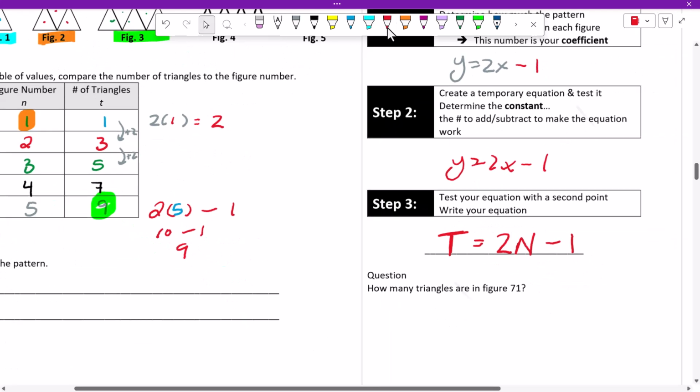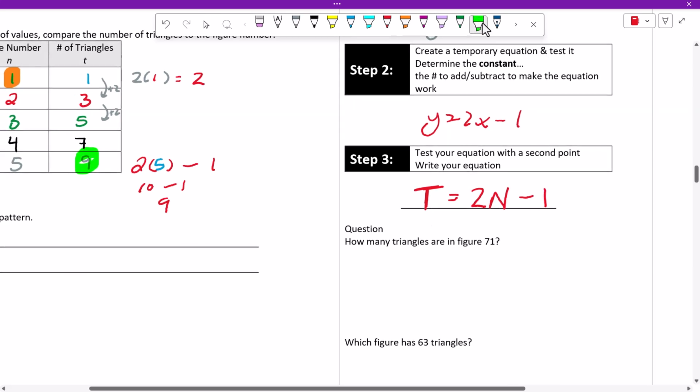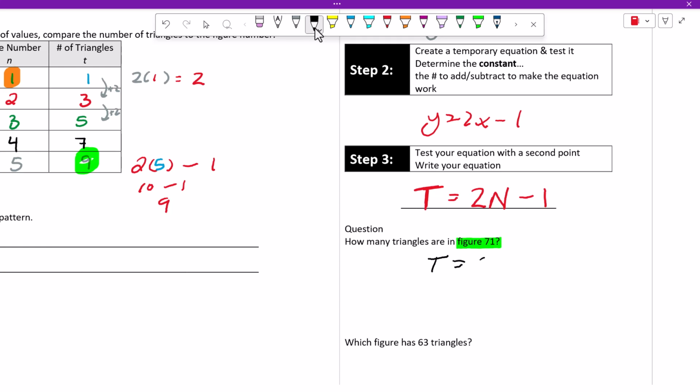Right? So the next goes, hey, we have figure 71. How many triangles are there? And you can do like what Reese did. Just make the table longer and keep on adding 2 each time. But that would take a very, very long time. But then we just go, okay, let's use the equation. T equals 2n minus 1. Where do we put the 71? N for the T or N for the N? What is figure? Is figure T or is figure N? Which one is it? Somebody. Anybody? N, thank you. I just want to make sure you're understanding it.